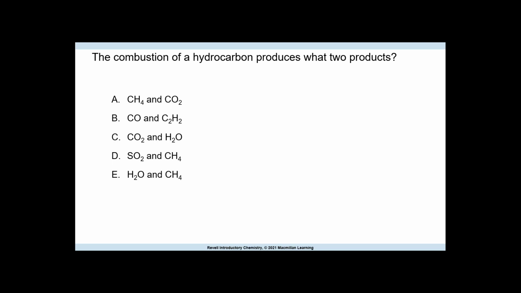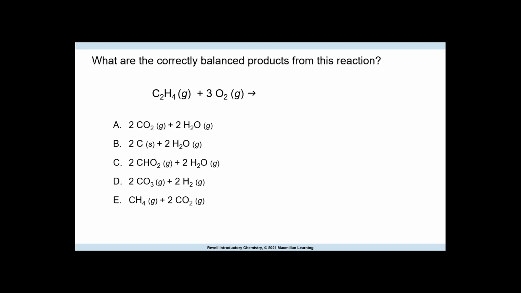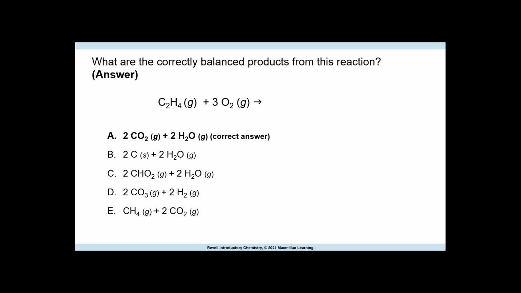The combustion of hydrocarbon produces what two products? I've already said it a few times. Hopefully it's sticking. What are the correctly balanced products from this reaction? So this is one, again, that you should do, and then check the answer, which I'm always giving you the answers so that it will help you understand if you're on track.